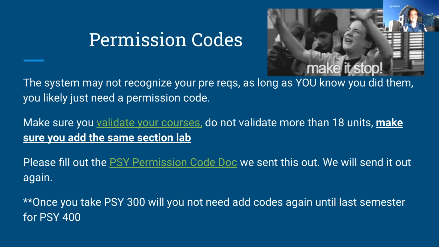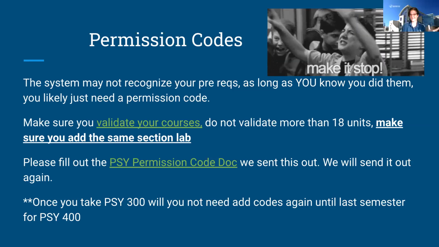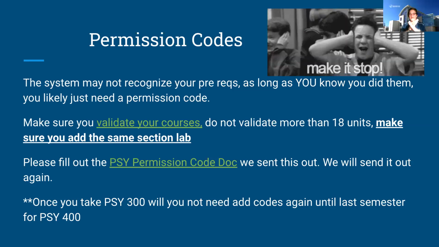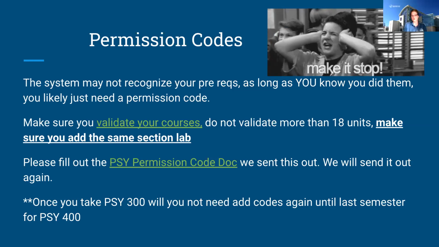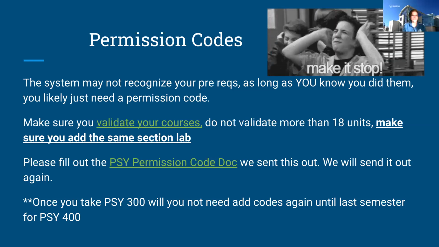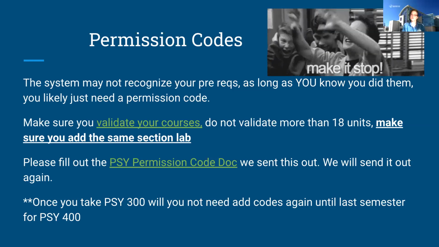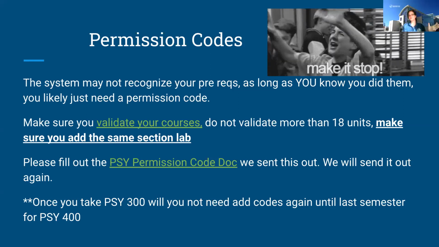If you try to validate 20 or 25 or 28 units, it's going to come back with some red X's saying you can't take that class when maybe you can. So definitely make sure you validate. Please fill out the permission code document. I know this is a very short window.